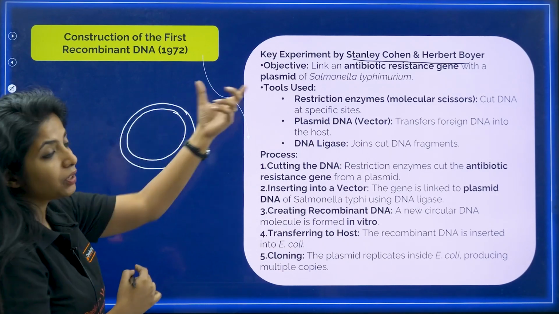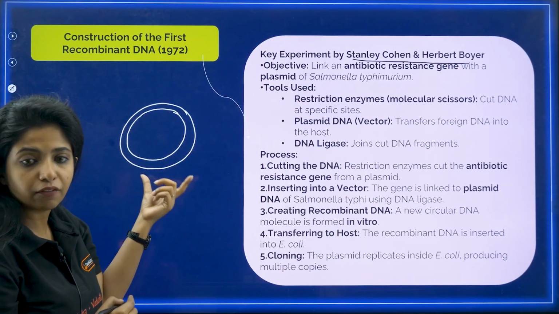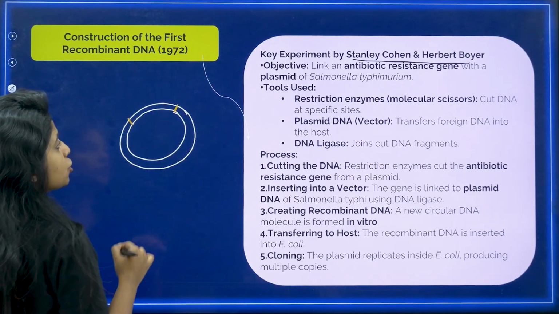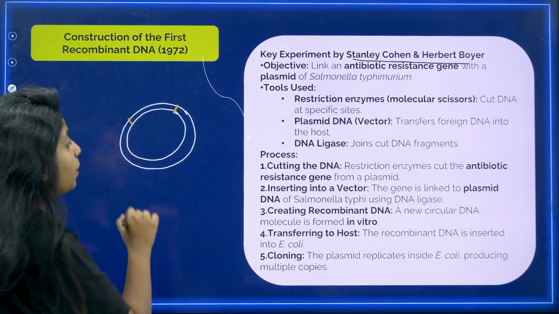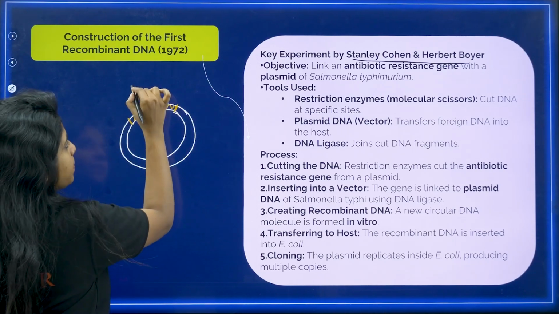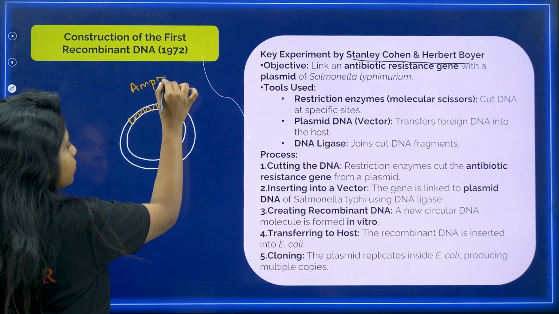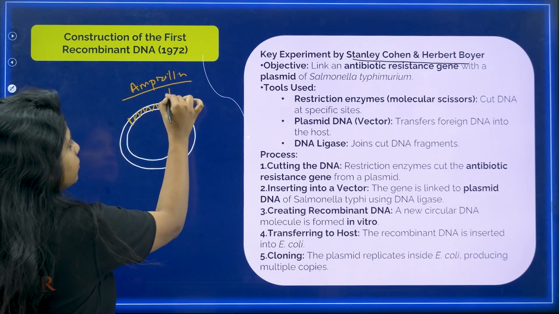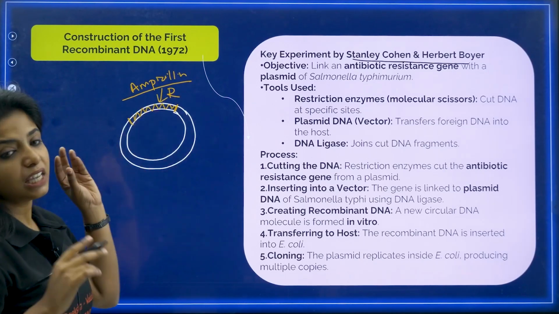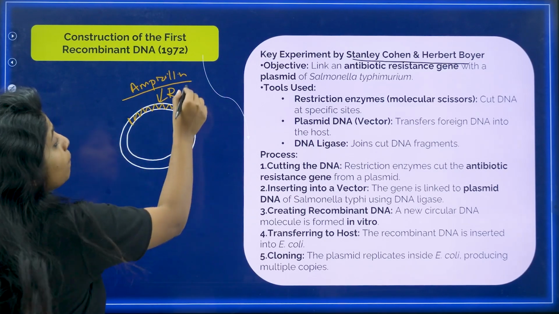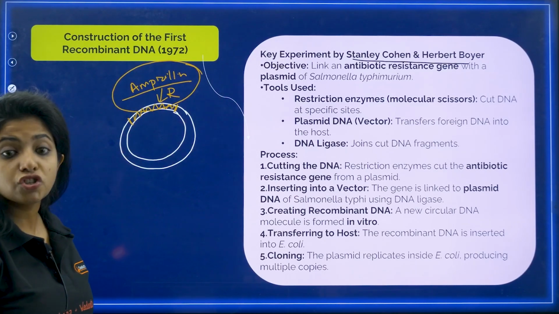What was the aim? To take out the plasmid from Salmonella typhimurium and put an antibiotic resistant gene over here. What do you mean by antibiotic resistant gene? That means suppose I have put some ampicillin resistant gene over here. Ampicillin is an antibiotic, my dear children. And if I put an ampicillin resistant gene over here, what will happen? Even if I treat this Salmonella typhimurium with ampicillin, it will still not die. Why? Because it has a resistant gene over here.